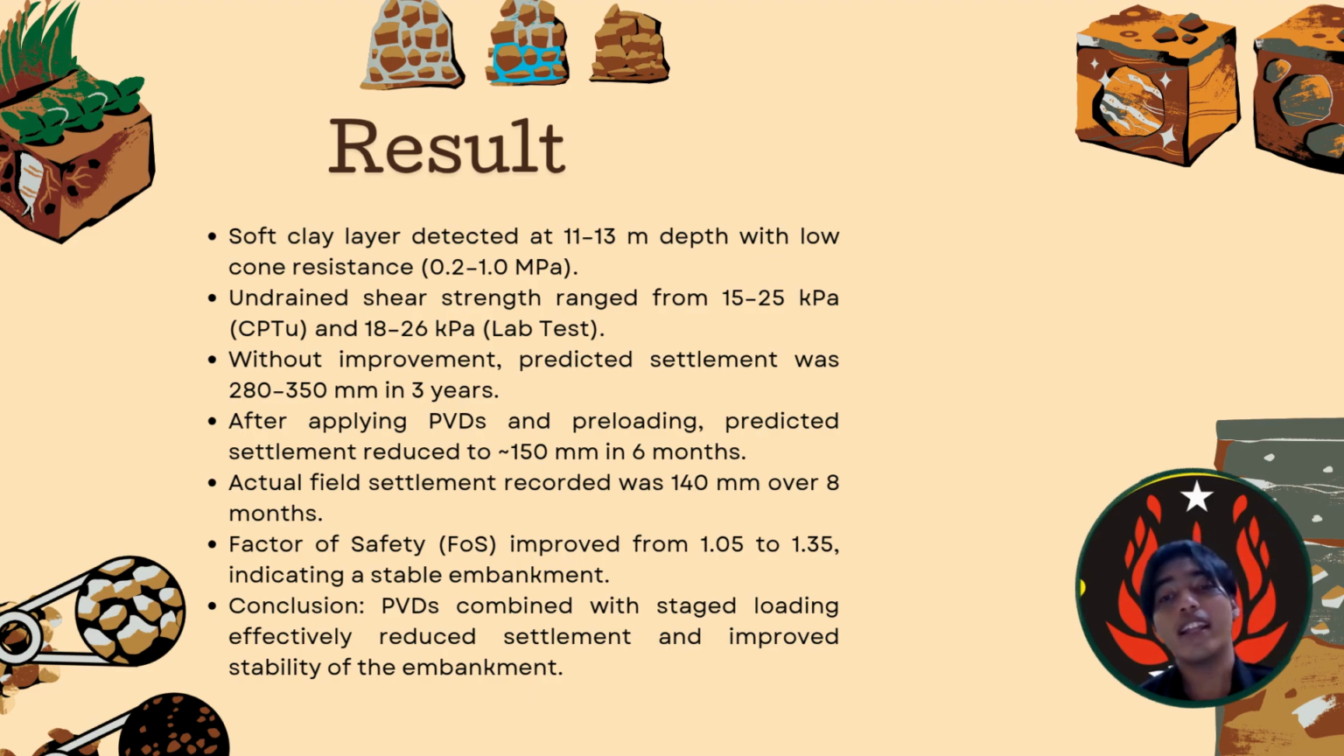So basically, the collected data were then used to predict settlement using Terzaghi one-dimensional consolidation, and to evaluate slope stability through factor of safety analysis. Finally, for ground improvement, prefabricated vertical drains, or PVD, and surcharge preloading were implemented to accelerate consolidation and improve embankment stability.